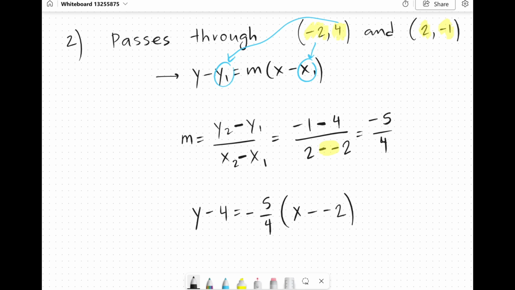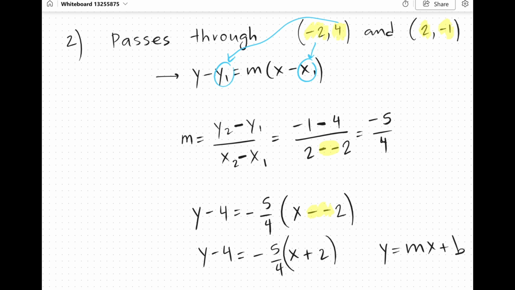Again, do not lose the second negative. So of course, these two negatives will make you a plus. Y minus 4 equals -5/4 times (x plus 2). Okay, my question still wants the form to look like this. So I will go ahead and distribute.